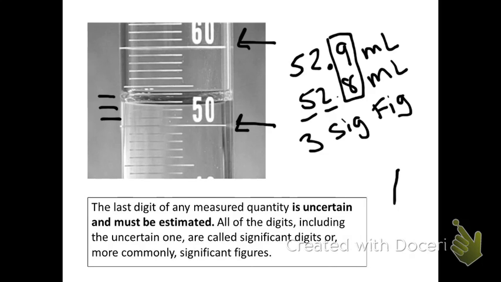Okay, so now that we have that, let's summarize with this. Remember, the last digit of any measured quantity is uncertain and must be estimated. All digits, including the uncertain one, are called significant digits, or more commonly significant figures.